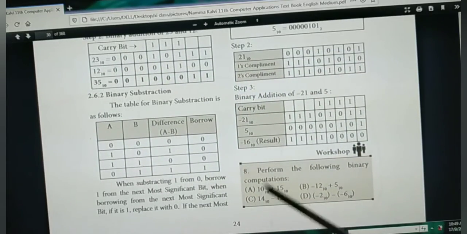Next you have binary subtraction. This one you have to solve in your note. Solve it. See here in this problem you have -2 minus -6. What will the problem be? -2 is one number. For the other number, minus will be changed into plus, so the other number is +6. Try to solve this problem.